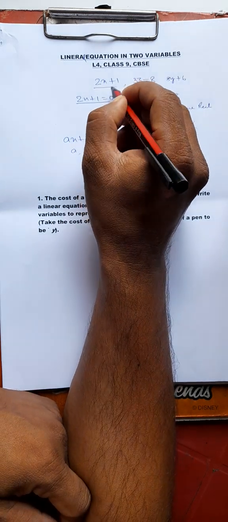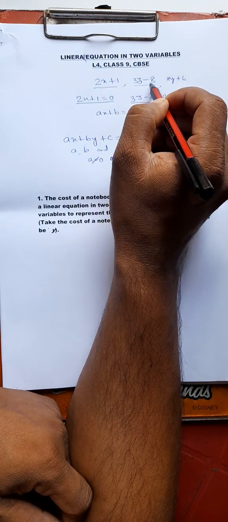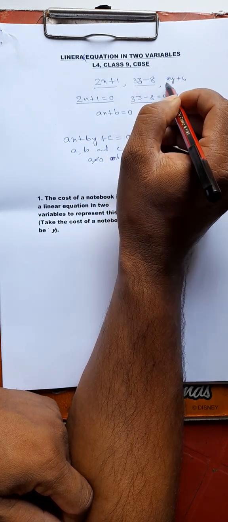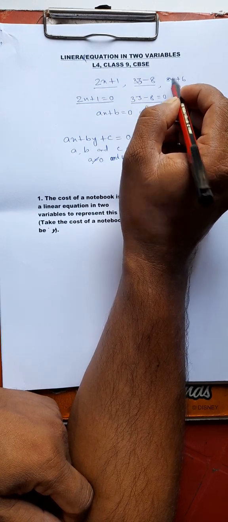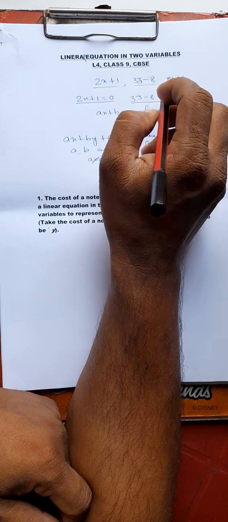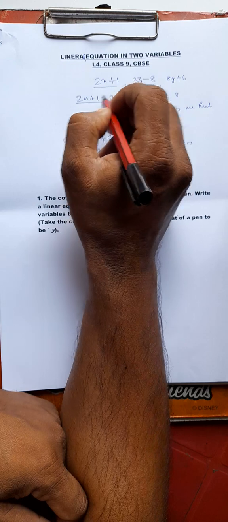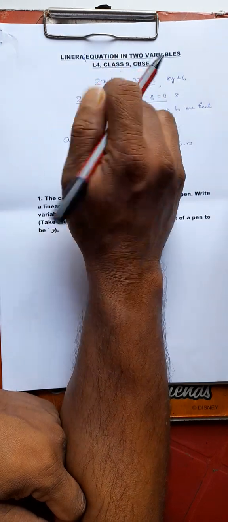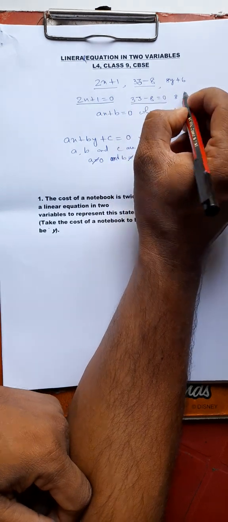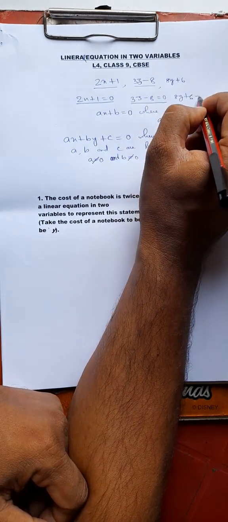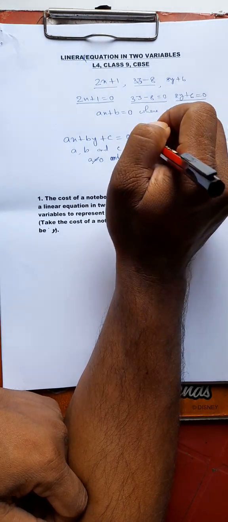Say for example 2x plus 1, degree of variable is 1. 3z minus 8, degree of the variable z is 1. 8y plus 6, degree of the variable y is 1. Now when we convert a linear polynomial into an equation with right hand side 0, 8y plus 6 equal to 0, suppose, it becomes a linear equation in one variable.